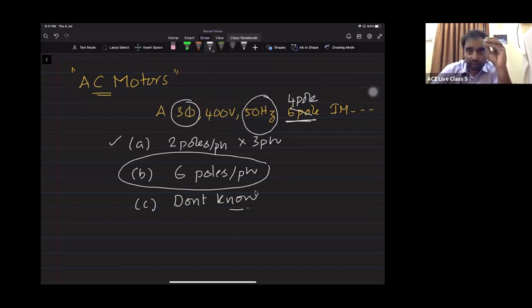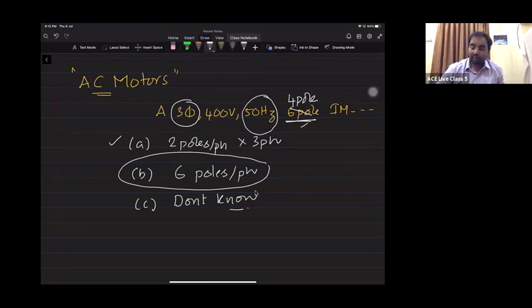Whatever currents flow in each winding, IA, IB, IC, the frequency of each current is 50 hertz. He will not mention that the frequency of phase A current IA is 50 hertz, of IB is 50 hertz, of IC is 50 hertz. It is understood that 50 hertz means the frequencies of all three currents are 50 hertz. Is this point clear?